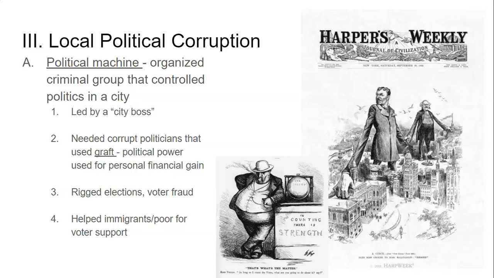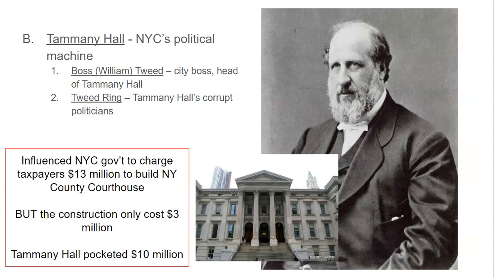No, they were exploiting immigrants and keeping them in poverty and manipulating them for their vote to keep these corrupt politicians in power. The most famous political machine of this time was the New York City machine. It was known as Tammany Hall. Now, the leader of Tammany Hall was William Tweed, also known as Boss Tweed, and the corrupt politicians that controlled New York City politics were known as the Tweed Ring.